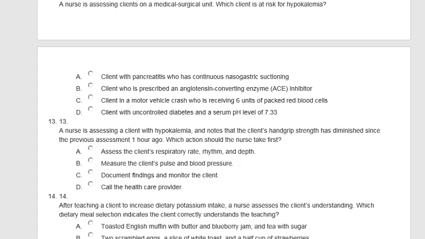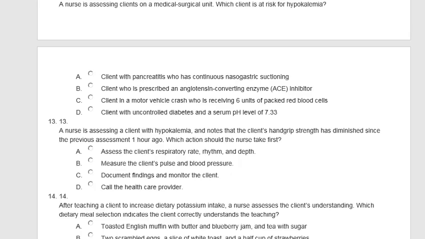Measure the client's pulse and blood pressure. That's circulation. That comes after the airway, breathing. Document the findings and monitor the client. No, if they're starting to show symptoms of hypokalemia, remember we're worried about cardiovascular and respiratory with hypokalemia because it can depress the cardiac system and it can also depress the respiratory. And then call the healthcare provider. I guarantee you if they call the doctor and you tell him that the patient's having diminished hand grip strength, he's going to ask you about the respiratory. So you're going to assess respiratory, A, B, C, safety.